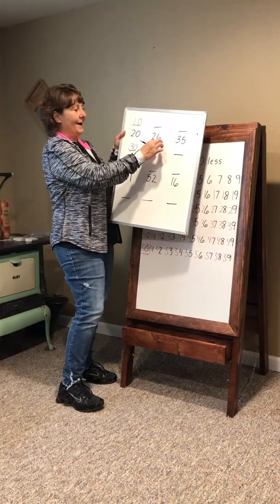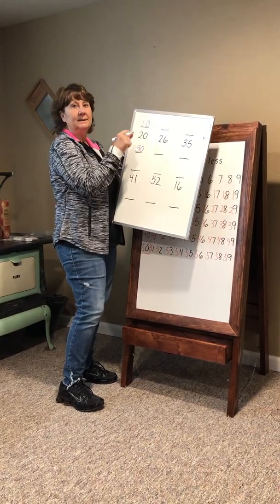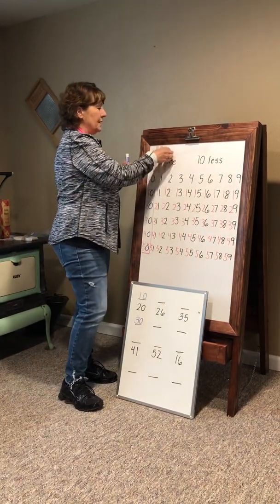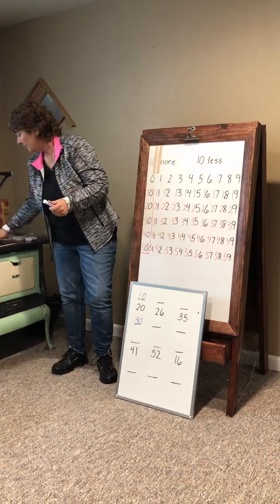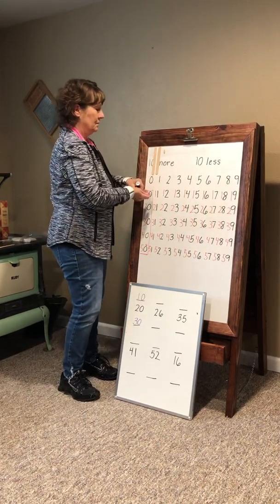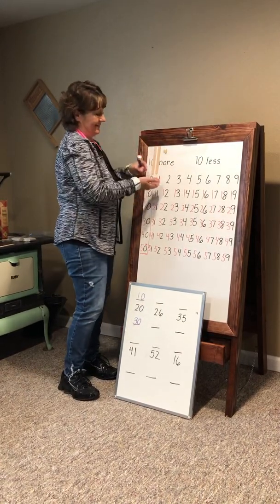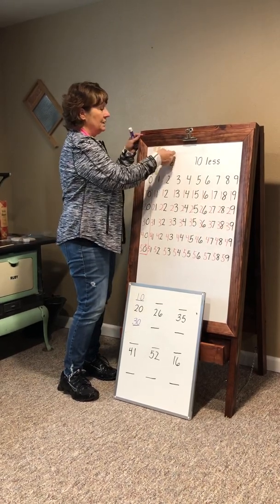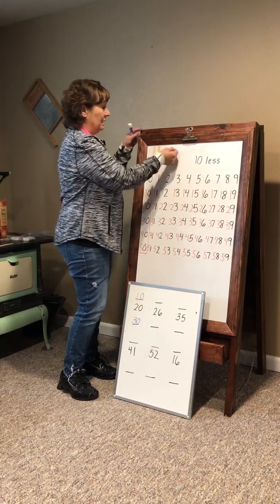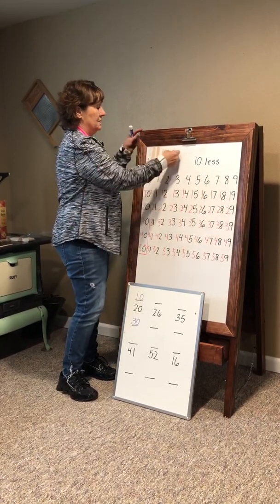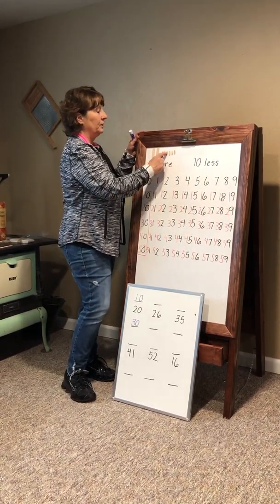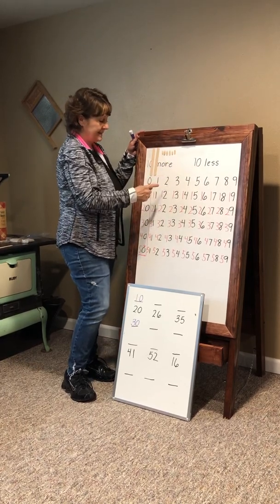Let's try one that has something in the ones place. So we have 26 to start with. Here's our 2 10s. Now the ones: 1, 2, 3, 4, 5, 6. So now we have 10, 20, 21, 22, 23, 24, 25, 26.